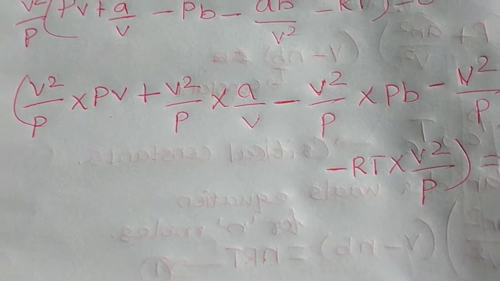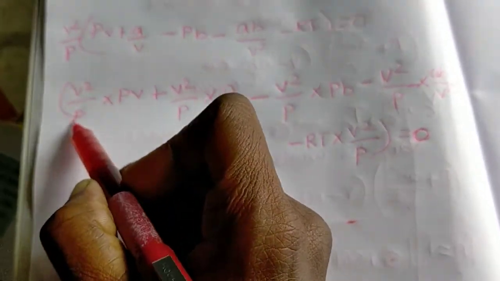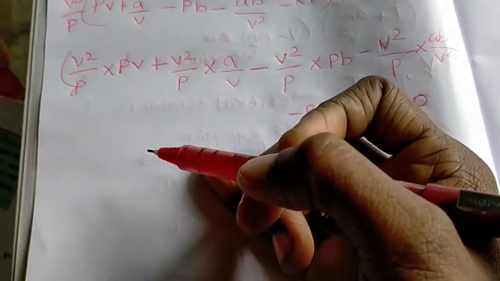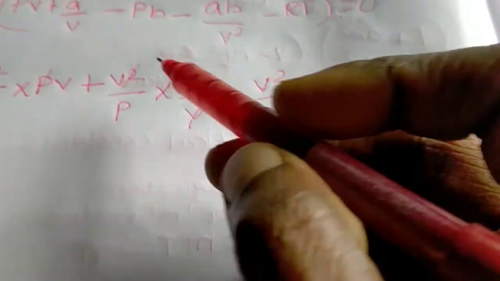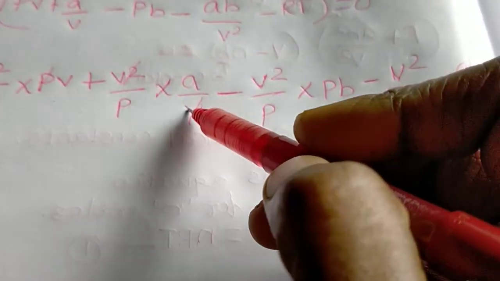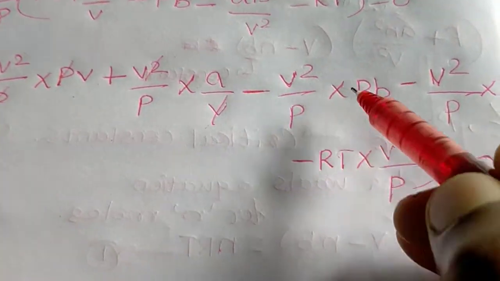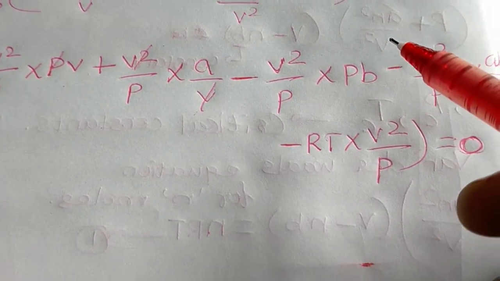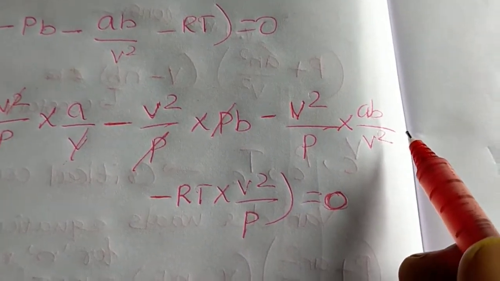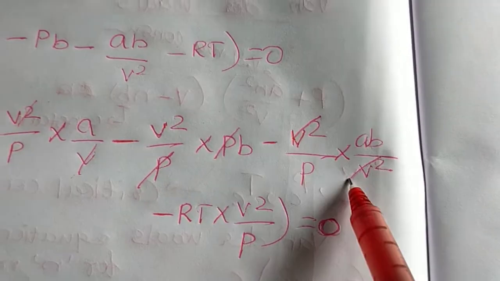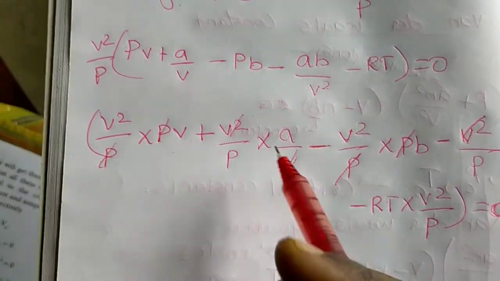Now we can cancel the common terms. What common term is present in this? P you can cancel here, and in the second part cancel v square with v, so it will become v, and this P will become 1. Then cancel any term that is common. Here any term common? Yes, common term v square, v square. Here no common term. So write the equation now, the resultant one.